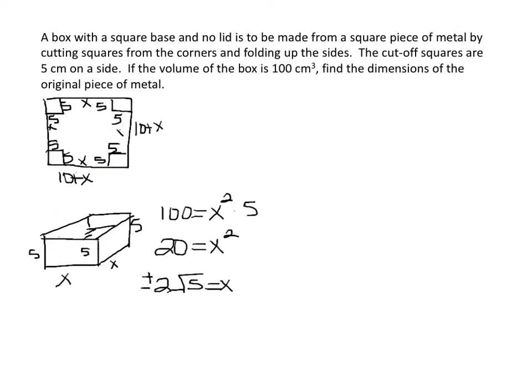It cannot be less than 10 because we have to cut 5 out of it, which means that this negative won't work. So the dimensions of the original piece of metal will be 10 plus 2 square roots of 5. You will plug this into your calculator, you will come up with an estimated decimal value, and you will write the original piece of metal has dimensions of whatever this value happens to be.